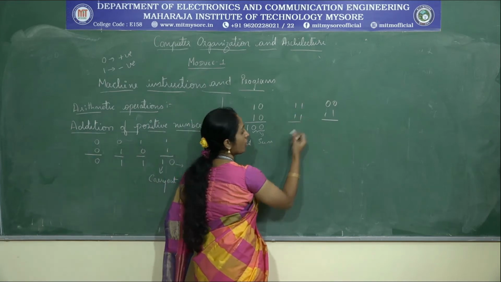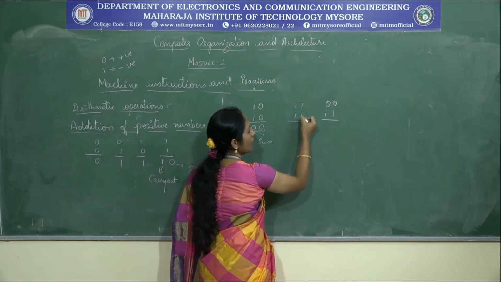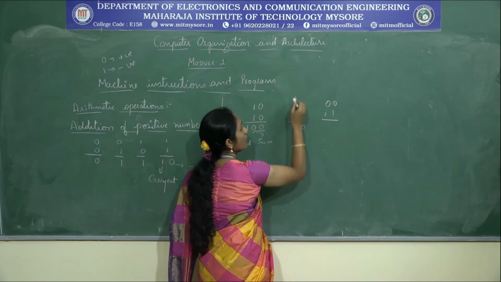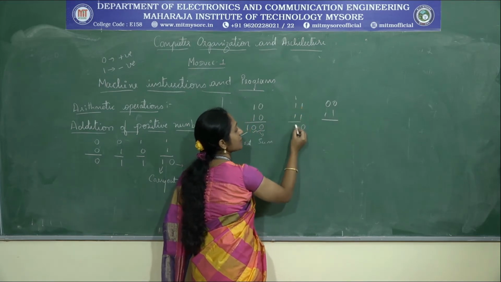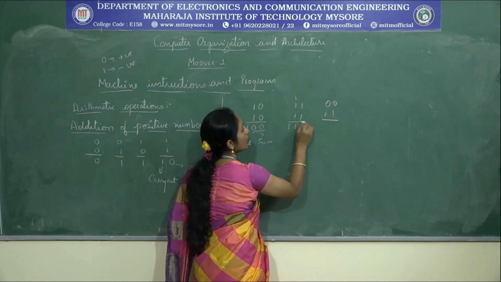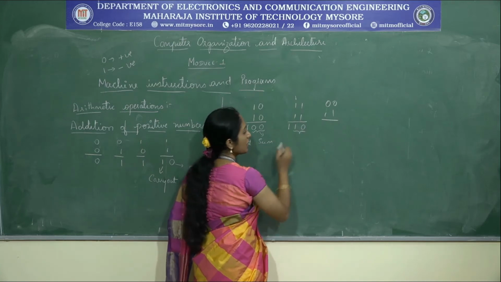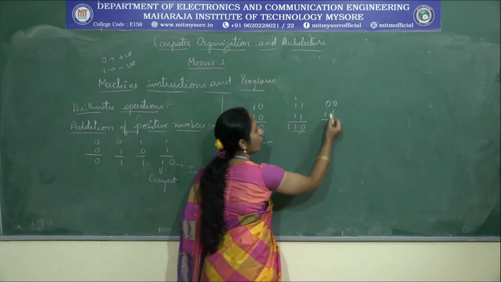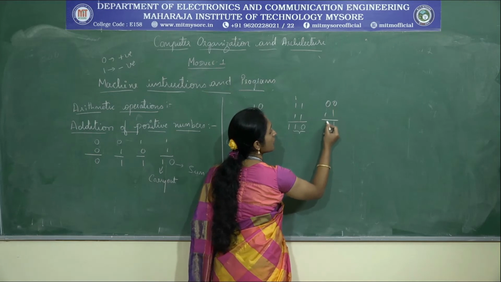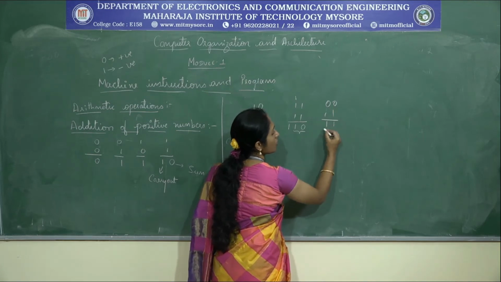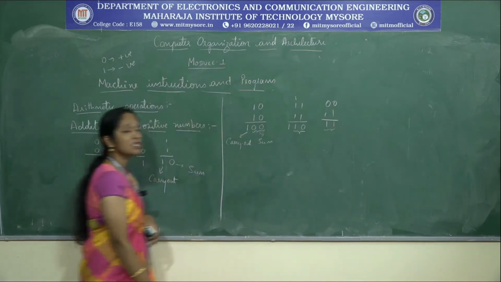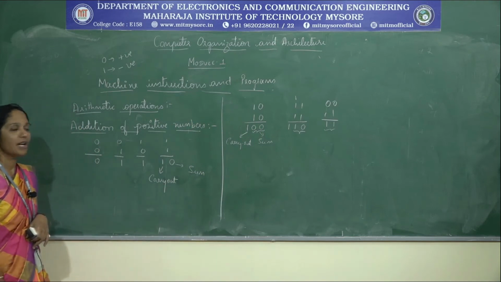And if you consider addition of 1 1 1 1, so 1 plus 1 is 0. We have 1 plus 1 plus 1, this results in 1 1. Here the sum is 1 0 and this is carry out. And here 0 plus 1 is 1, 0 plus 1 is 1. So this is sum. So this is how the addition of positive numbers is done.